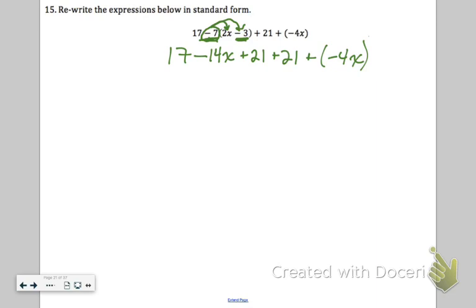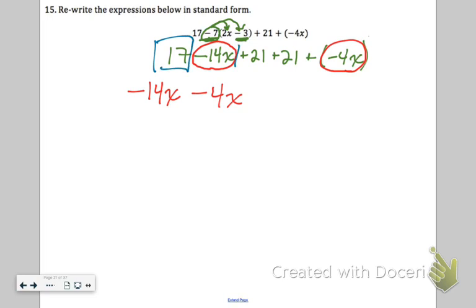Next step, I want to start combining my like terms. I'm going to circle my like terms that have a variable or an x here. I have a negative 14x. Include the sign in front of your term because that tells you whether your term is positive or negative. And I have a negative 4x. So I'm going to rewrite those in front: negative 14x and negative 4x. And then I'm going to look at my constants. I have a positive 17, a positive 21, and another positive 21. So I'm going to write plus 17, plus 21, plus 21.